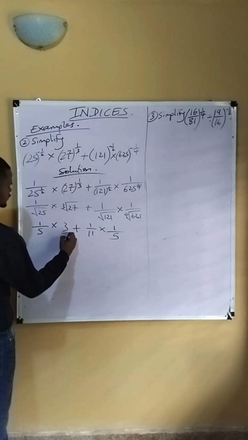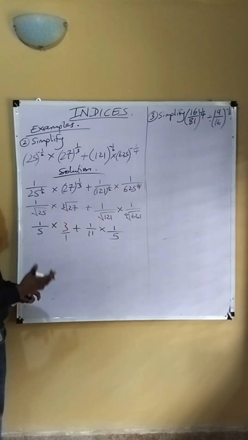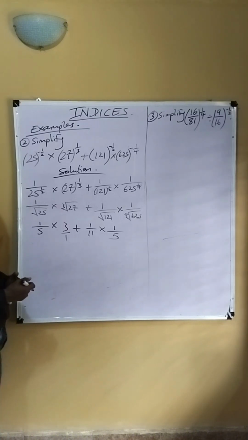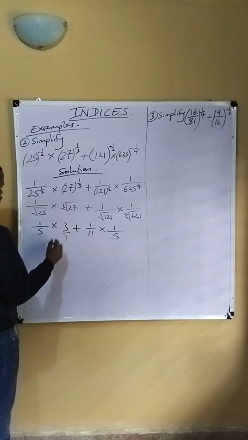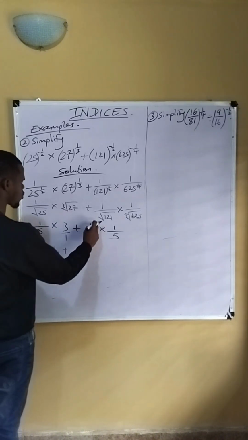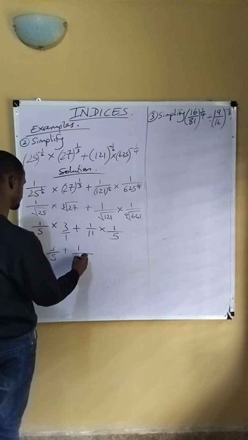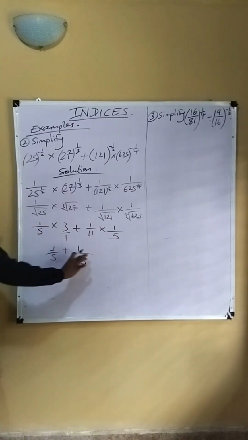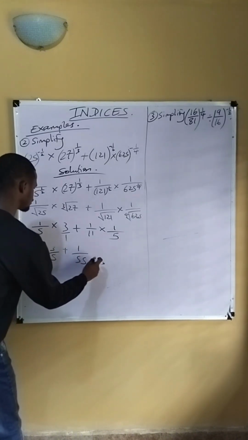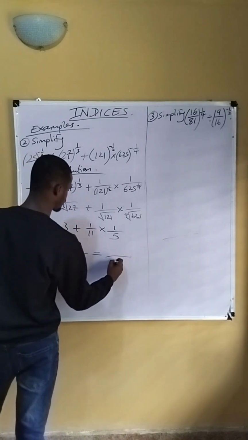Now, there's an invisible over 1 here. You can see that this fraction is multiplying this fraction, and anytime a fraction is multiplying a fraction, you use the numerator to multiply the numerator, and you use the denominator to multiply the denominator. We are going to have 1 times 3 will give us 3, over 5 times 1 will give us 5, plus 1 times 1 will give us 1, over 11 times 5 will give us 55. This is a fraction, this is a fraction, and you are adding fractions, so you find the LCM of the denominators. The LCM of 5 and 55 is 55. We are going to have 55.